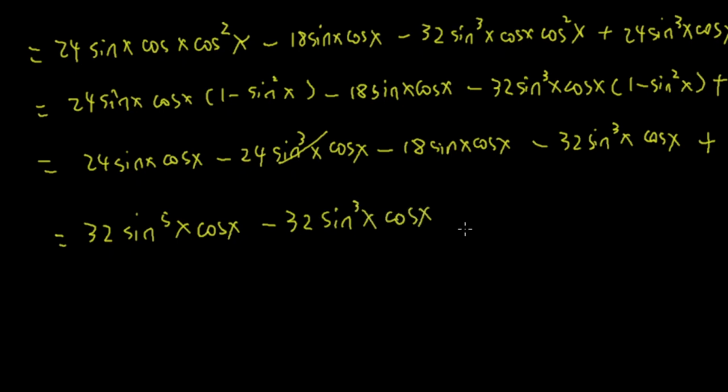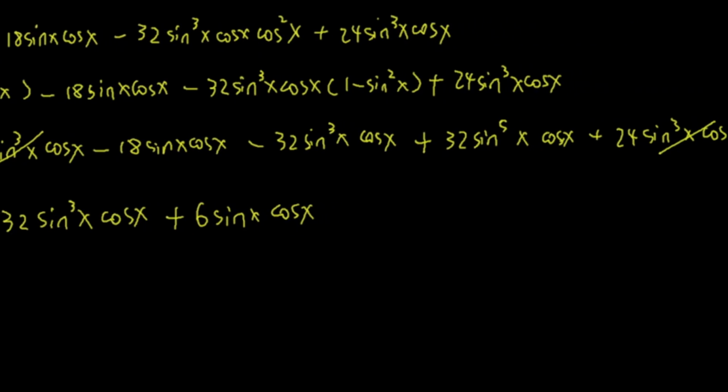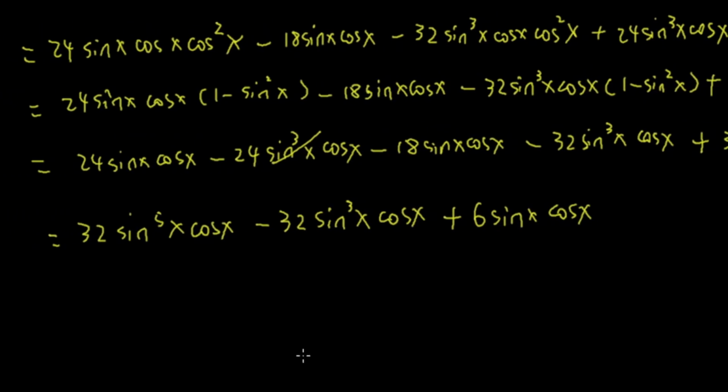So now what I have left is sine x cosine x. So 24 minus 18 will be plus 6 sine x cosine x. Okay, so that's everything. So this is sine 6x in terms of sine x and cosine of x.